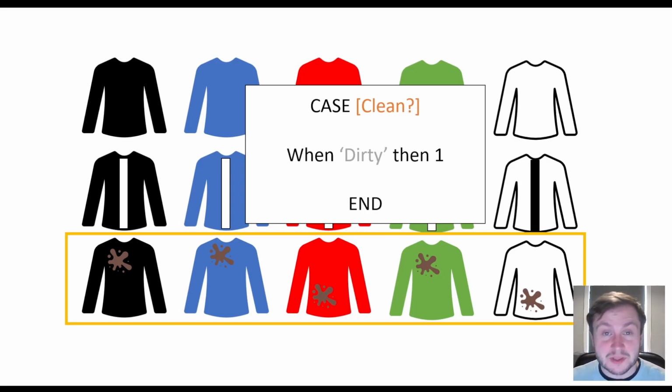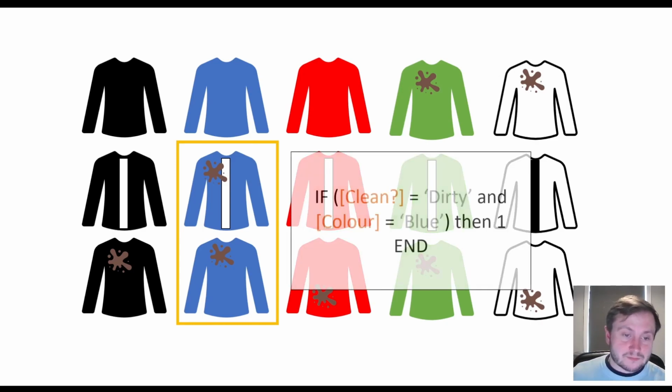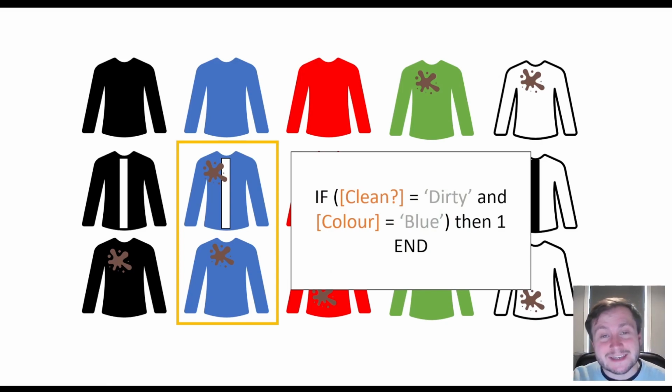Where that differs with an if statement is we're able to have a bit more flexibility and have a bit more control over exactly what we want to see. So if I wanted to group these two tops here, so they're both blue, they're both dirty, but one has a stripe, I can use an AND within my if statement to say there's actually two variables I want to look at. So here we're saying if my clean field says it's dirty and the color is blue, then I want to give that a 1. I want to give that the true value.